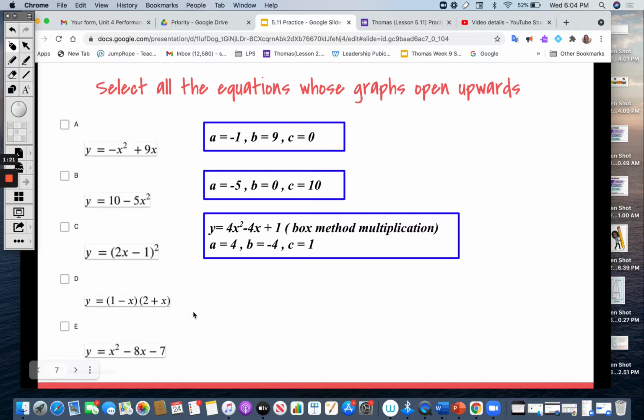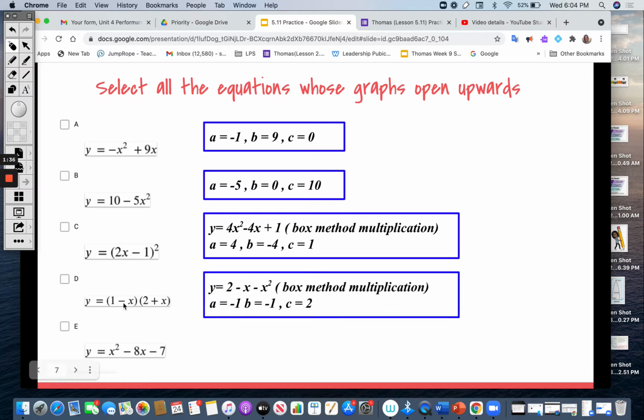The same thing is true for option D. You would need to multiply out using either the distributive property or the box method to find out what the function is going to be equal to in standard form. And when that is done, we find that the equation is y is equal to 2 minus x squared. So that means that the A term is going to be -1, the B term is 1, and -1, and the C term is 2.